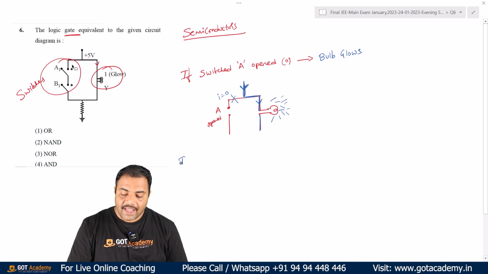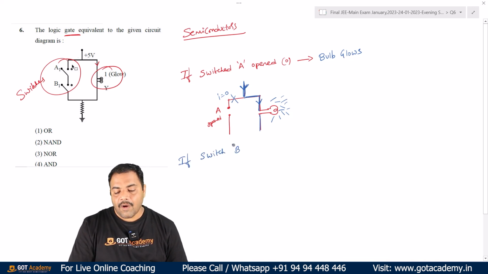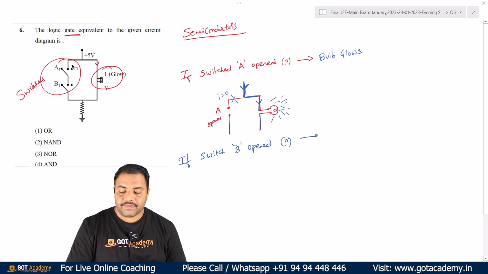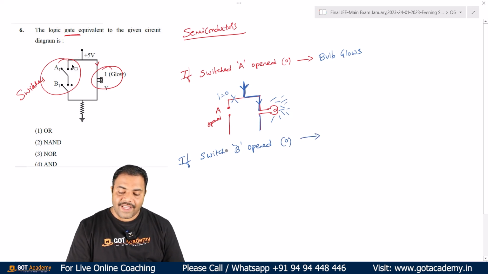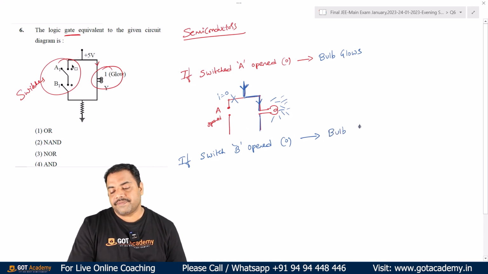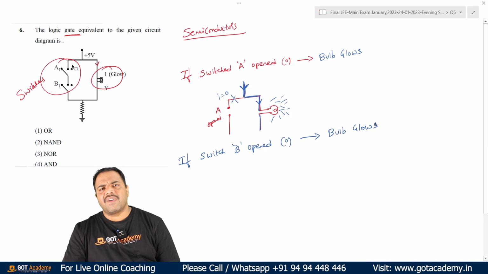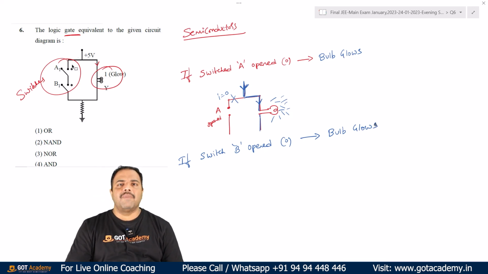Similarly, if switch B is opened, in the sense of logic gate, we have to say 0. So then also, if B is open, what happens? Still the current through this switch is 0. So now also the bulb glows. No doubt, no current flows through it. Then current has to take the other path. Understand? The other path is nothing but the bulb path.